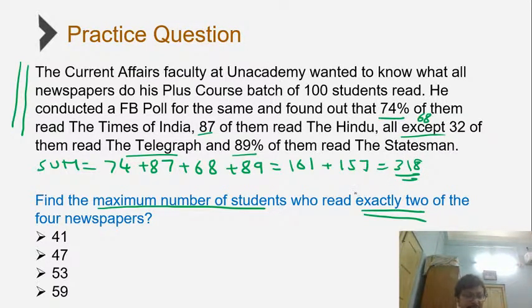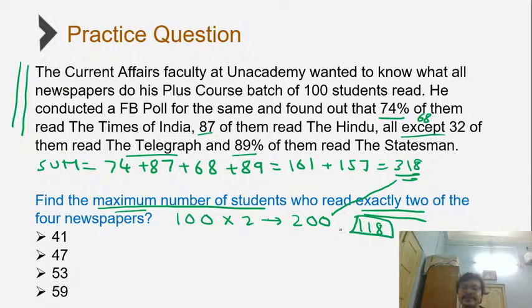You've got to figure out how can I get to a total of 318, maximizing people in the exactly 2 newspapers category. So how do I do that? Can I put all 100 people in the 2 newspapers category? Is that permissible? No. Why? Because in that case, I can get to a maximum total of 200. But I need to get to a total of 318, which means a difference of 118. How can I bridge the gap of 118?